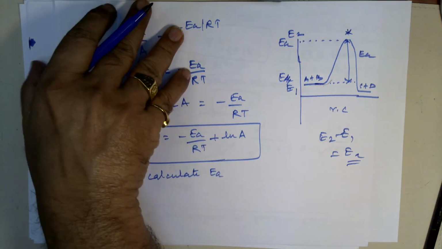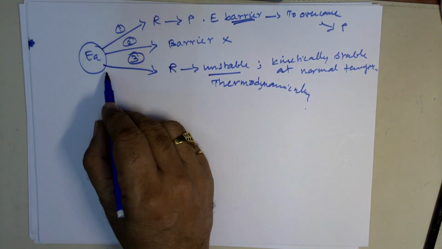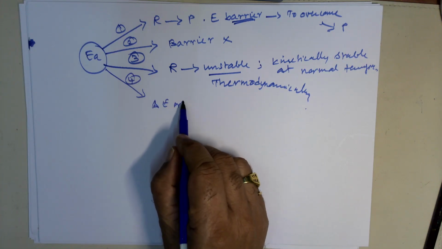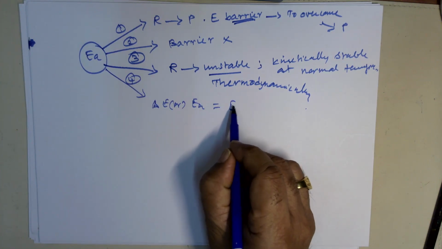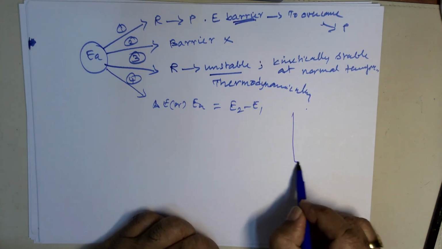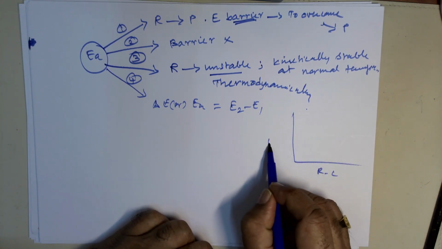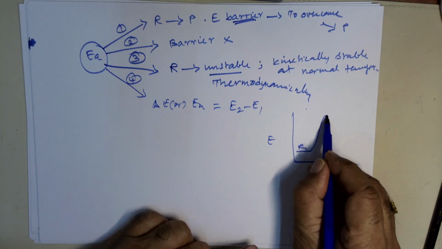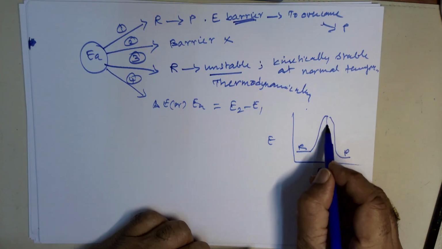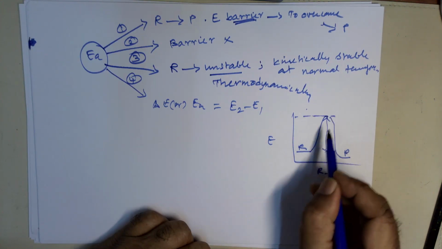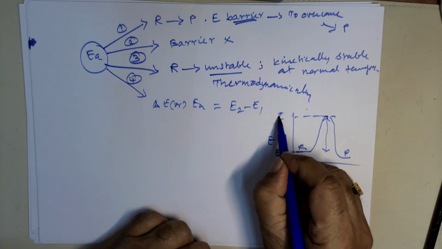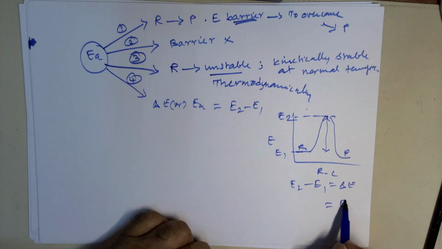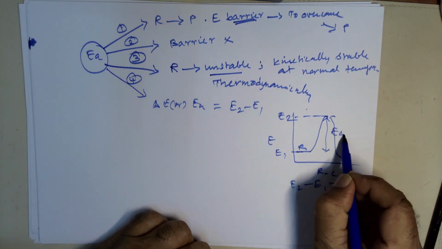Are you able to follow? So what is the fourth point? Delta E, or EA, is nothing but E2 minus E1. This is the reaction progress, and this is the potential energy. The potential energy of the reactants gets excited and forms the product. Let me call this one E1 and this one E2. So E2 minus E1 is called delta E, in this case EA, the energy of activation. Do you understand this?